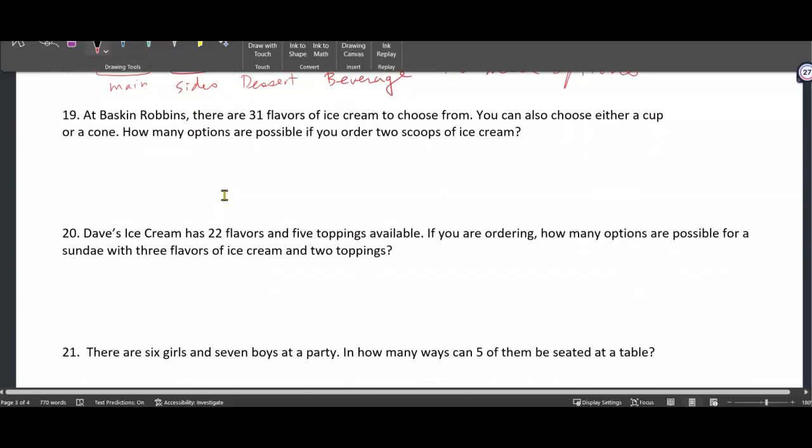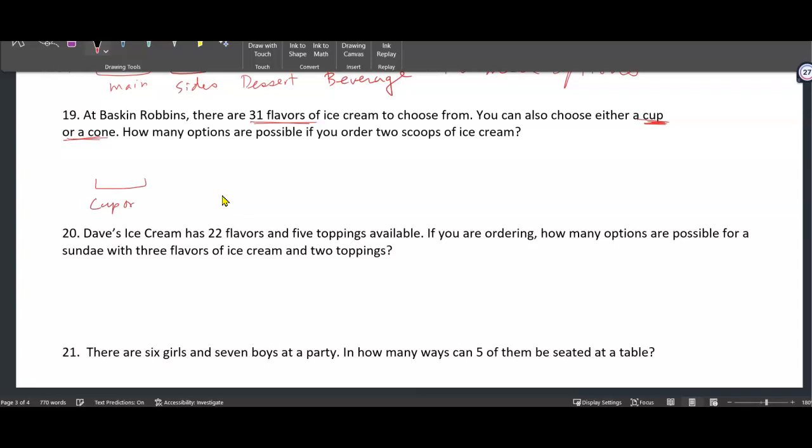Okay. So 19 and 21 is a bit hard, okay? So you have 31 flavors of ice cream, okay? So when you go to the ice cream shop, you have to first choose cup or cone, so they know where to put your scoops of ice cream, right? So how many choices do you have for the cup or cone? That is 2 choices.